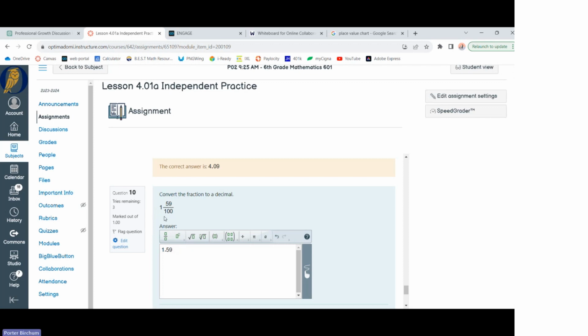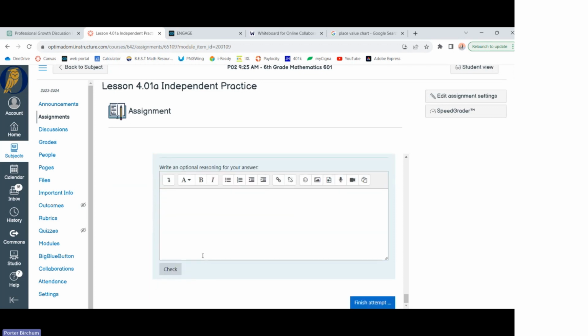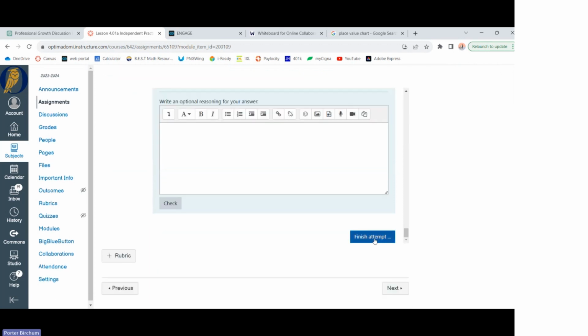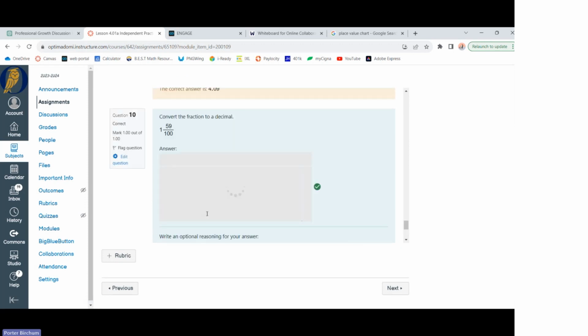I could also turn this mixed number into a fraction and then do top number divided by bottom number. That method isn't as efficient as what we just did, but there's lots of ways to do these kinds of problems. Before I click finish, let's check our work.